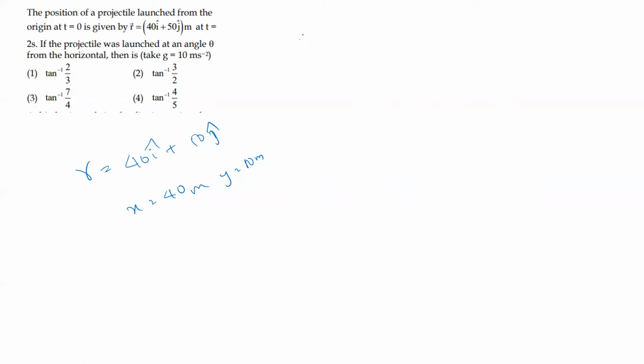So find out velocity along x direction after 2 seconds. x is equal to Vx into t. So Ux is equal to x by t. t is given how many seconds? t is given as 2. So what is the distance along the x? 40 by 2 is 20.